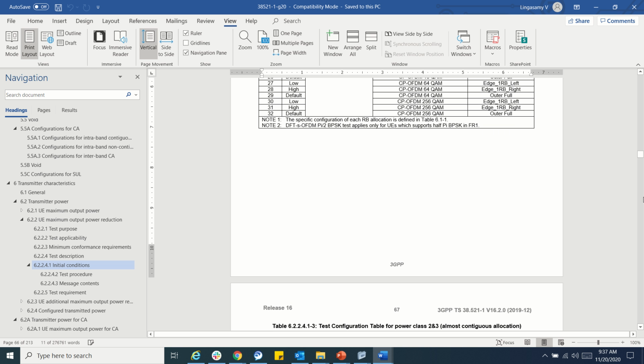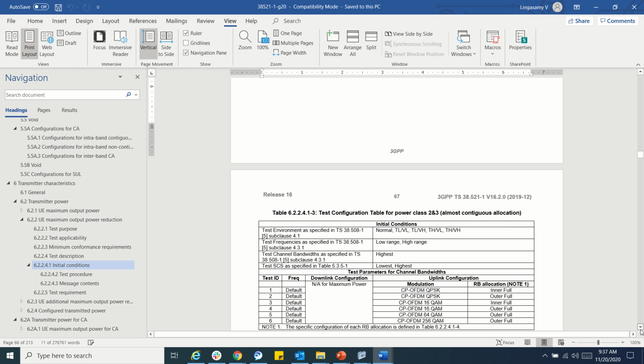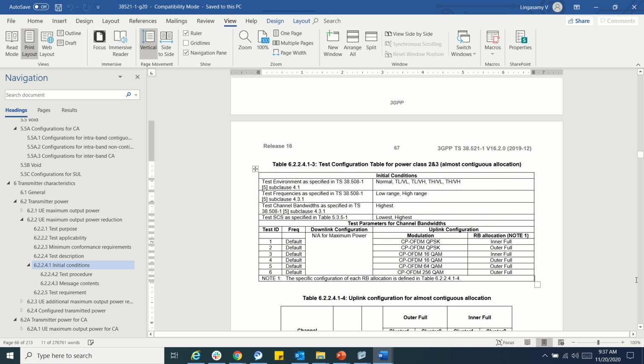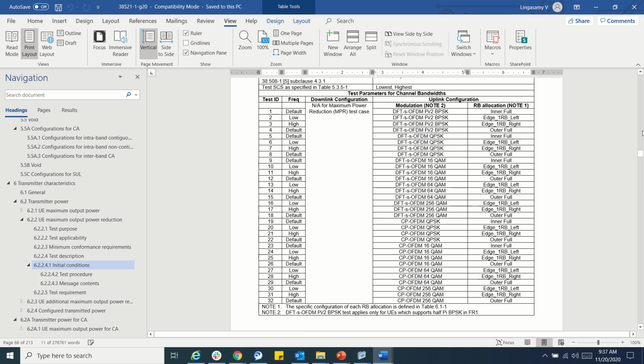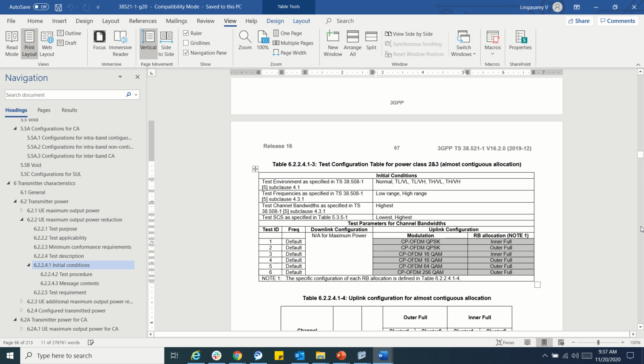Next is the test procedure. The test procedure will also be mentioned. For example, these are all the parameters to be tested: CP-OFDM, DFT-s-OFDM, QPSK, all these things. How many RBs, everything is given in the spec.